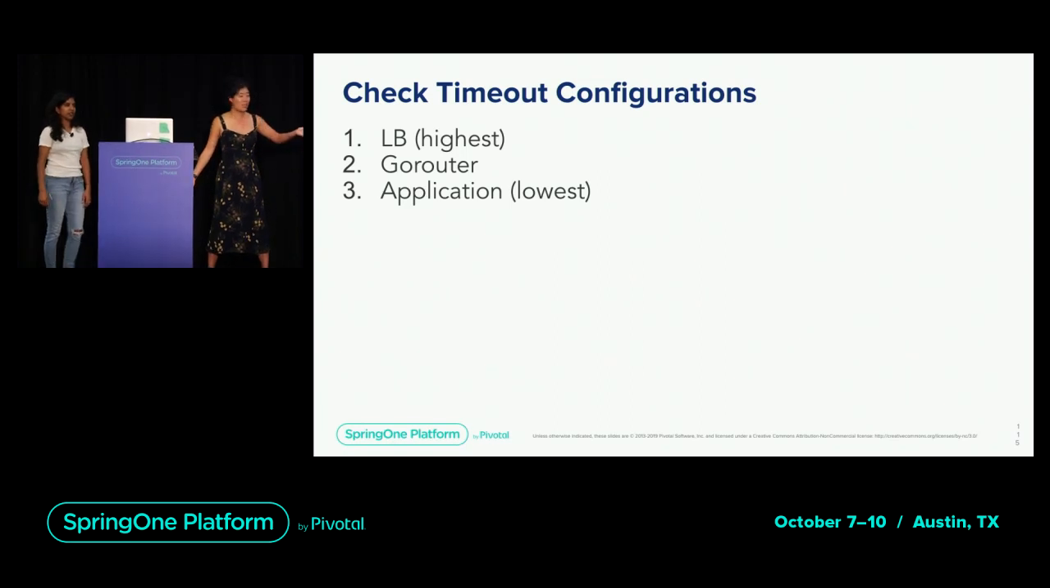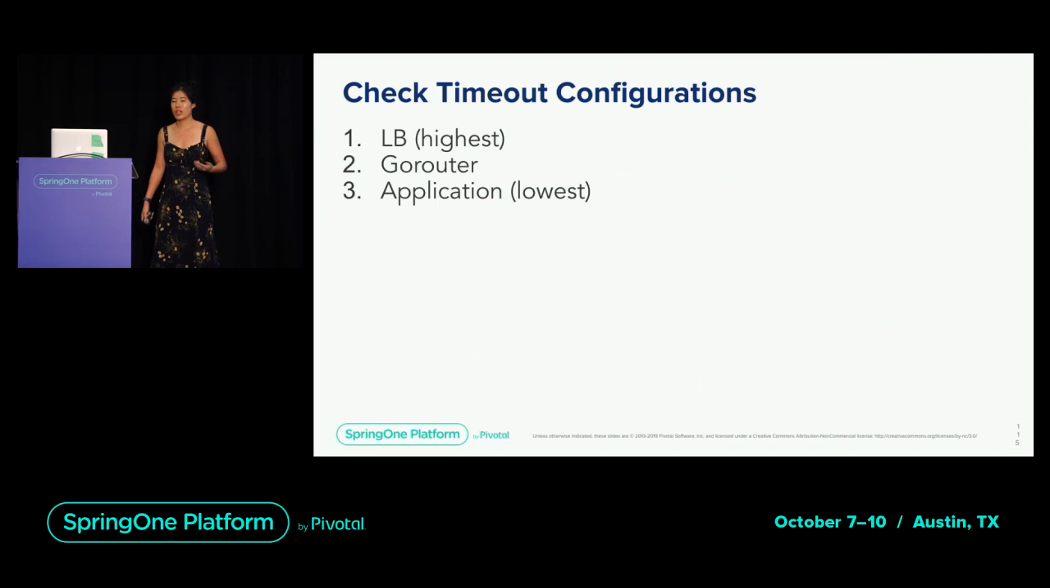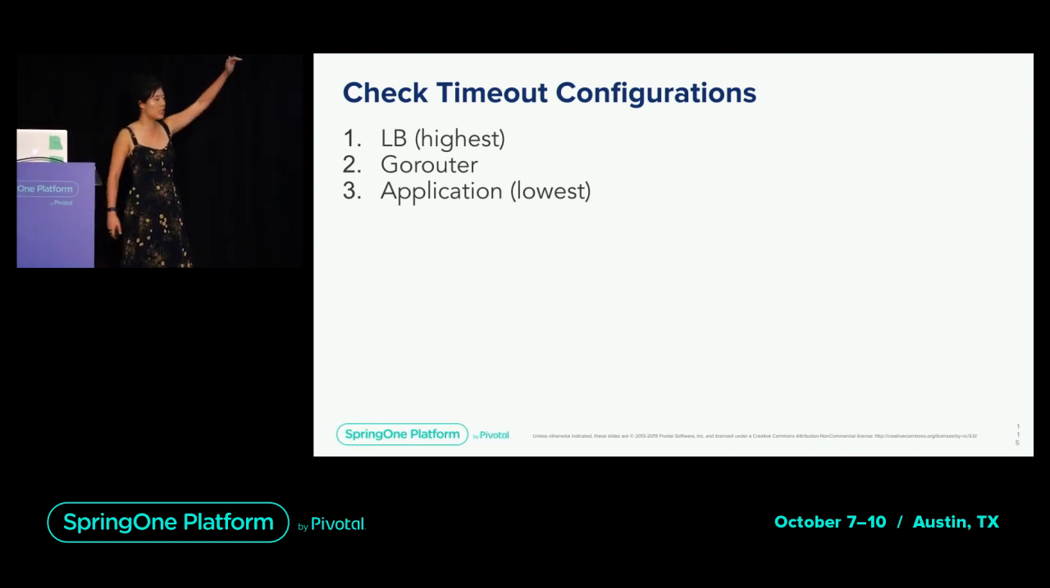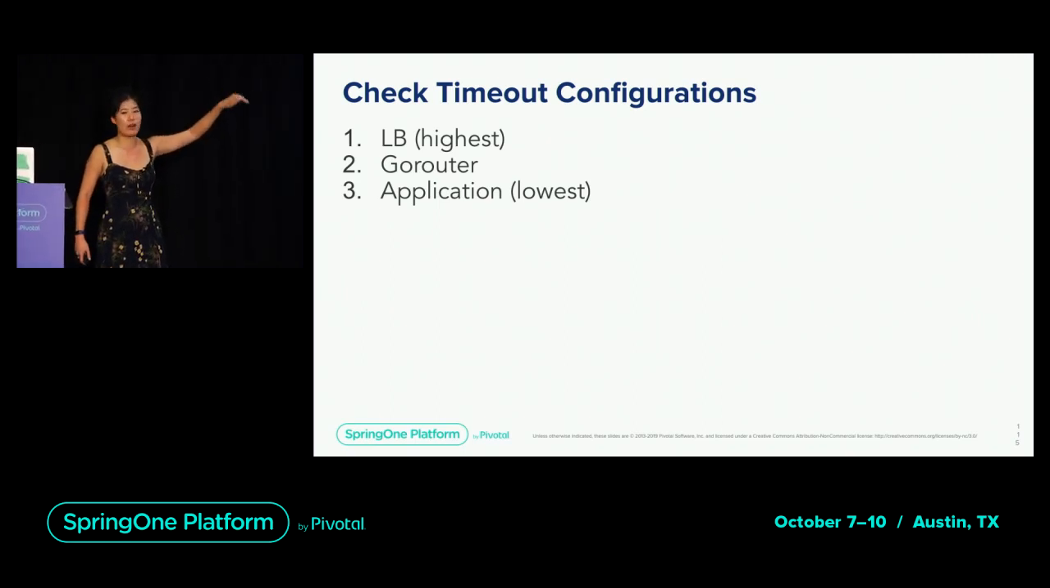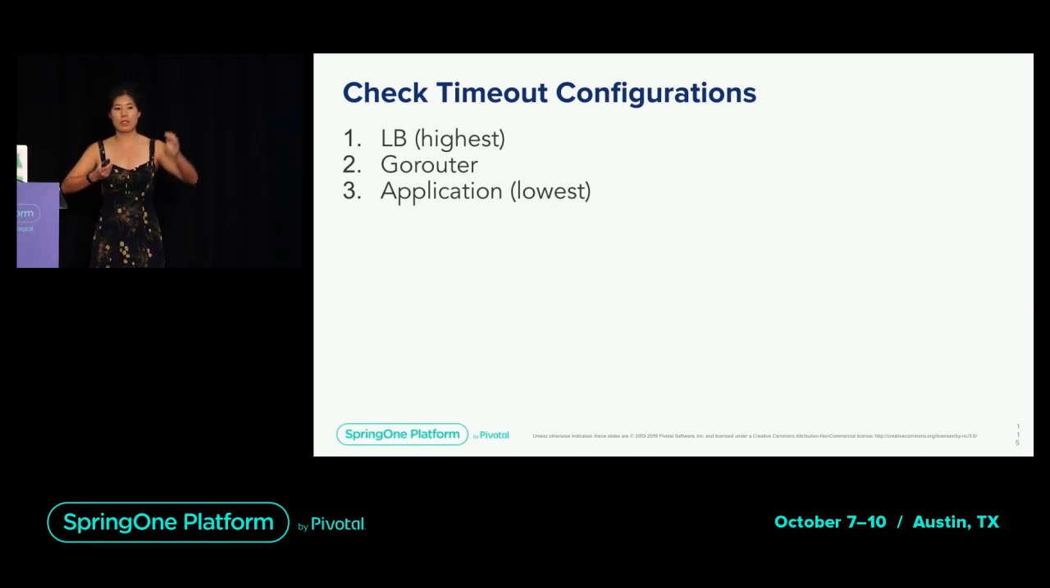First thing is that we always recommend checking your timeout configurations. In general, you want your load balancer to have the highest timeout, then your Go router, and then your application to have the lowest timeouts. This is similar to what we saw with case study number 1, where you don't want something further down in your network stack to be closing connections prematurely.